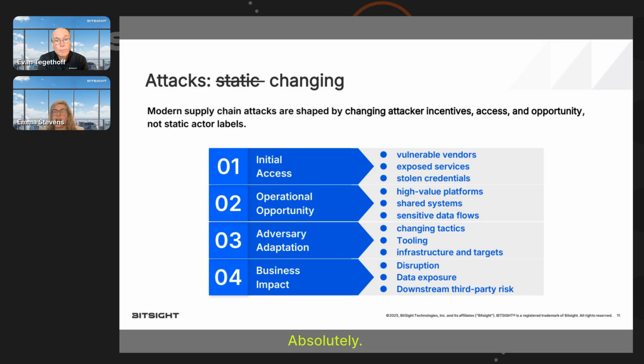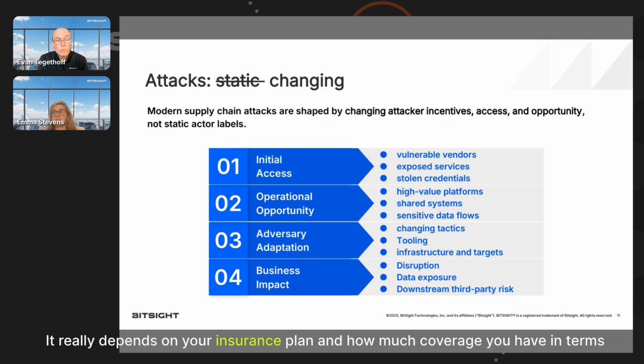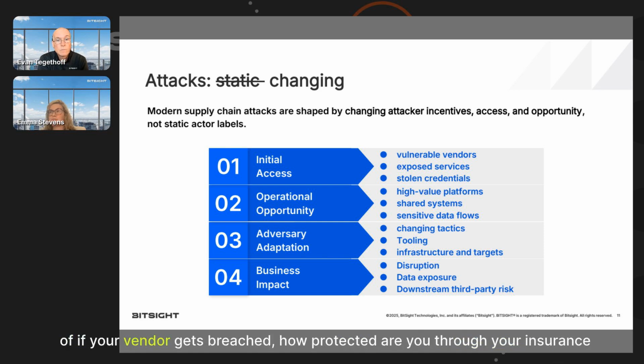Yep, absolutely. I've seen a few questions come in, one about cyber insurance. It really depends on your insurance plan and how much coverage you have in terms of if your vendor gets breached, how protected are you through your insurance provider.